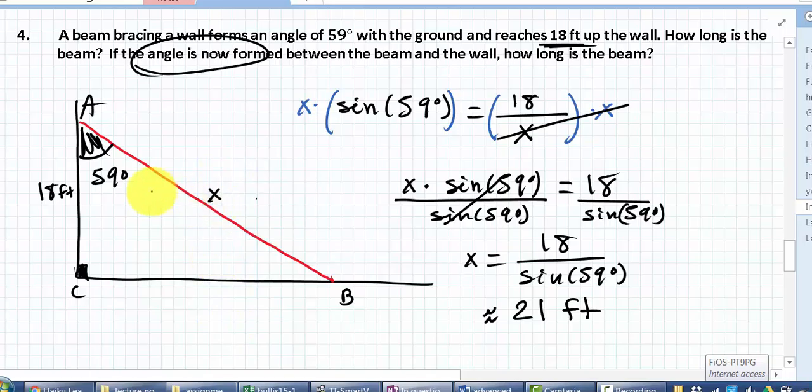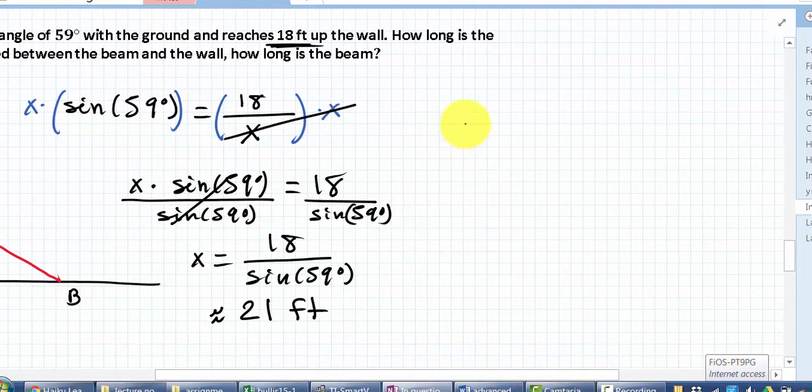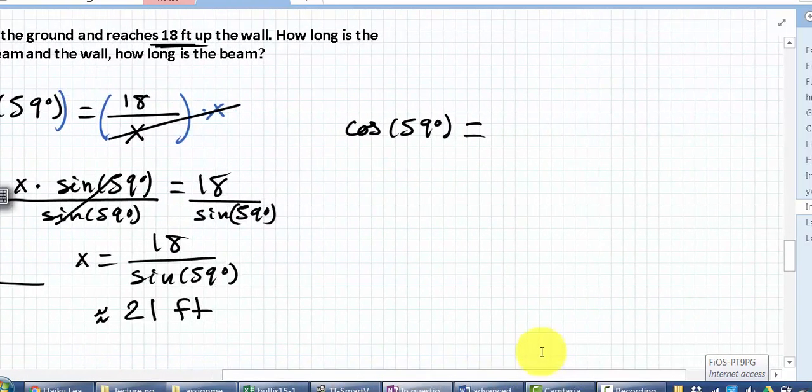But this time, you're not going to use a sine because 18 is the adjacent side of 59, right? And x is the hypotenuse. So you're going to be using the cosine. So let's write it. So we have cosine 59 equals, so what's the adjacent side? It's 18 over x, right? So it is equal to 18 divided by x right here. And we have to solve for x.